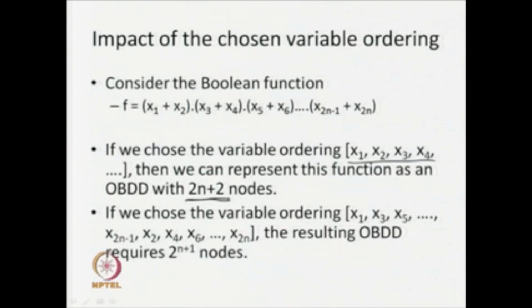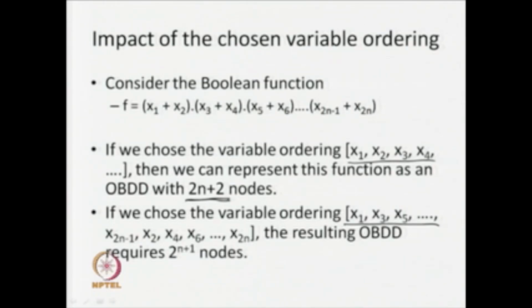On the other hand, if we choose a variable ordering something like x1, x3, x5, up to x(2n-1), then x2, x4, x6 up to x2n. That means all the odd subscripts I am going to put first and then the even subscripts later on. So, this is also a possible variable ordering.